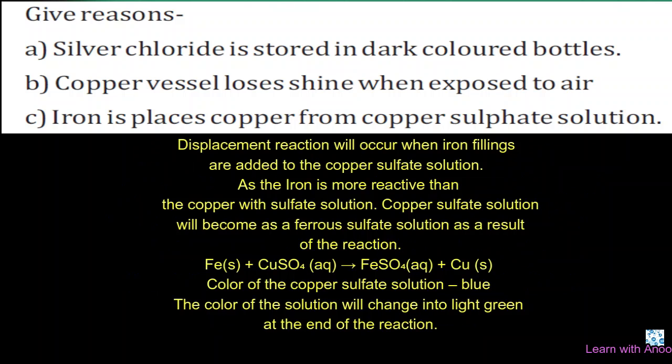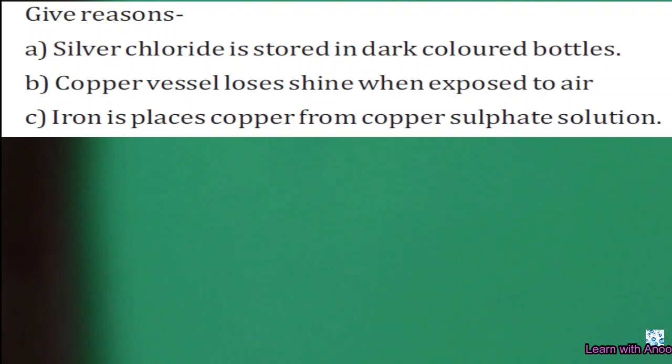C: a displacement reaction will occur when iron filings are added to copper sulphate solution, as iron is more reactive than copper. The copper sulphate solution will become ferrous sulphate solution. The reaction for the above description is Fe plus CuSO4 gives FeSO4 plus Cu. Next question.